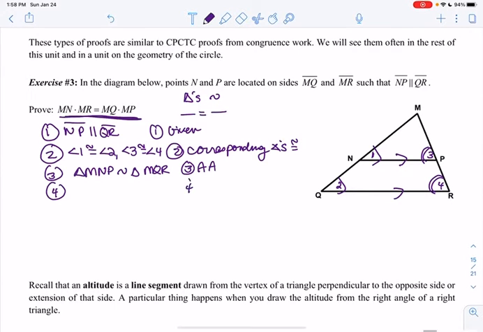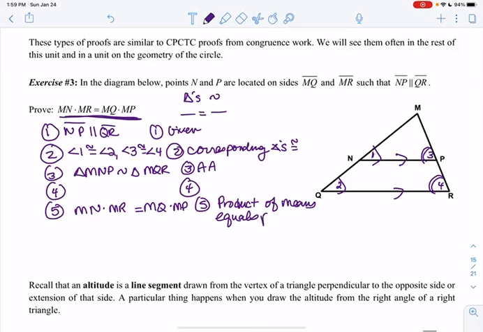Now, once my triangles are similar, I can then say my sides are in proportion to one another. All right, so I know the last step, which is when I cross multiply. This last step is the product of the means equals the product of the extremes. You could also just say, since the triangles are similar, the sides are in proportion, and you can cross multiply. Product of the means equals product of extremes.